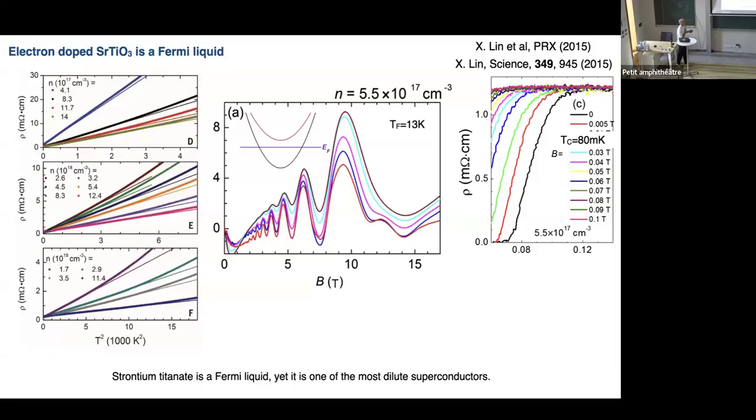And it turned out that actually at this carrier concentration, the system is still a superconductor with a TC of 80 millikelvin. And this is extremely interesting because it raises the question of how dilute a metal can stay a superconductor.